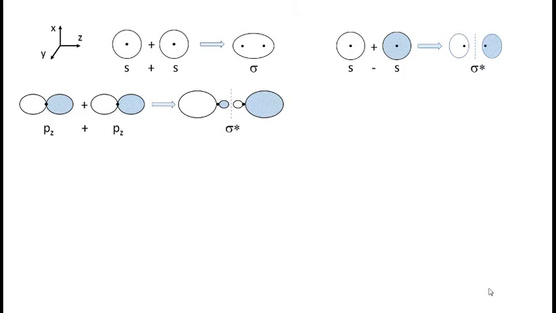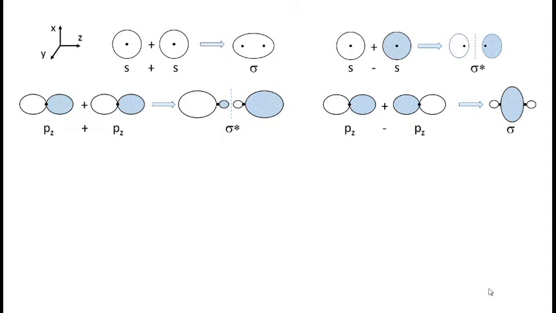When combining p sub z orbitals, the plus combination, where the shading on both orbitals is in the positive z direction, gives us a sigma anti-bonding molecular orbital, with most of the electron density outside the nuclei. The minus combination, where the shading on the right has been reversed, gives a sigma bonding molecular orbital where most of the electron density is between the two nuclei.